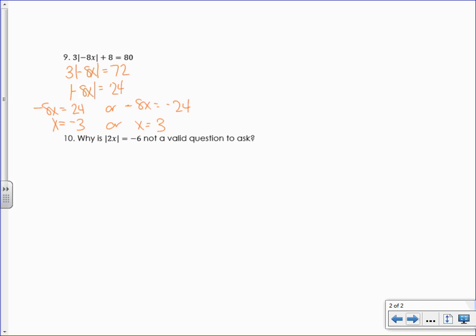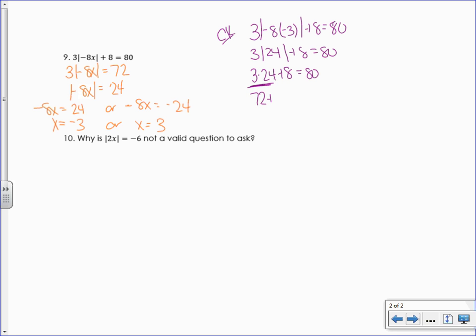And then we have to check in our original. So this is 3 times the absolute value of negative 8 times negative 3, plus 8, is equal to 80. And that's 3 times the absolute value of 24, and that's just going to be 3 times 24. Use PEMDAS, order of operations. You do this multiplication first. You get 72 plus 8 equals 80. So 80 equals 80. Woohoo!